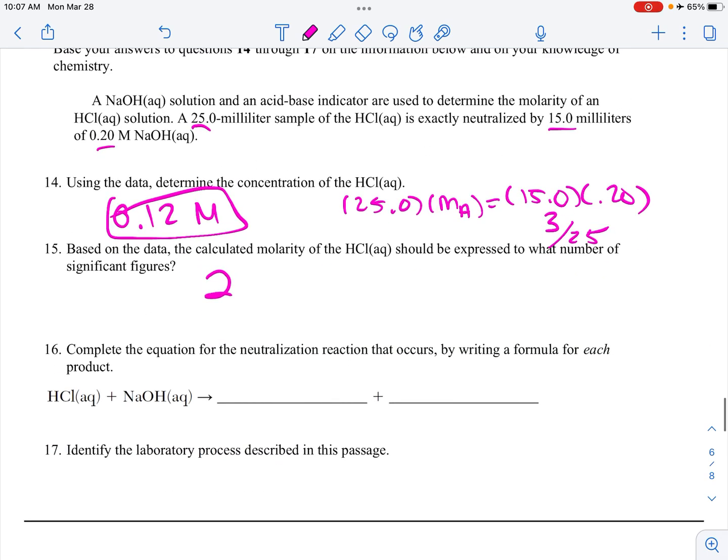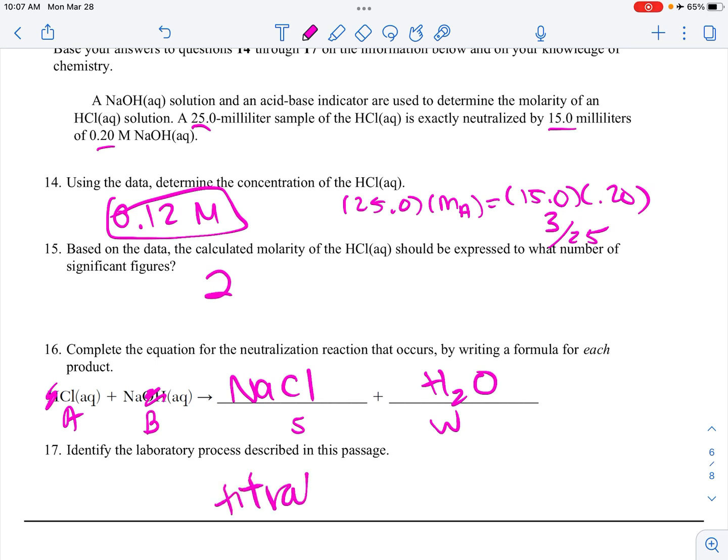Complete the neutralization. Okay, so acid plus base always yields a salt and water. So here's water. It's a double replacement. So goodbye, and so there it is. Got to have Na first because Na is positive. And finally, what's the lab procedure? It's called a titration. Titration. All right, if you have any questions, please reach out. Thank you.